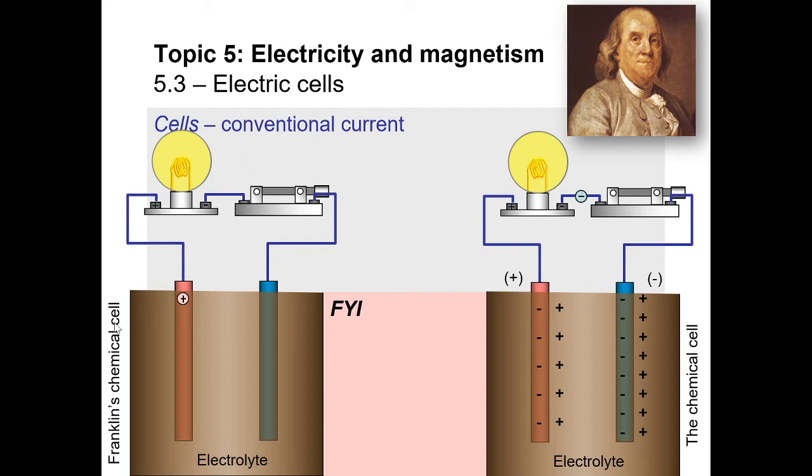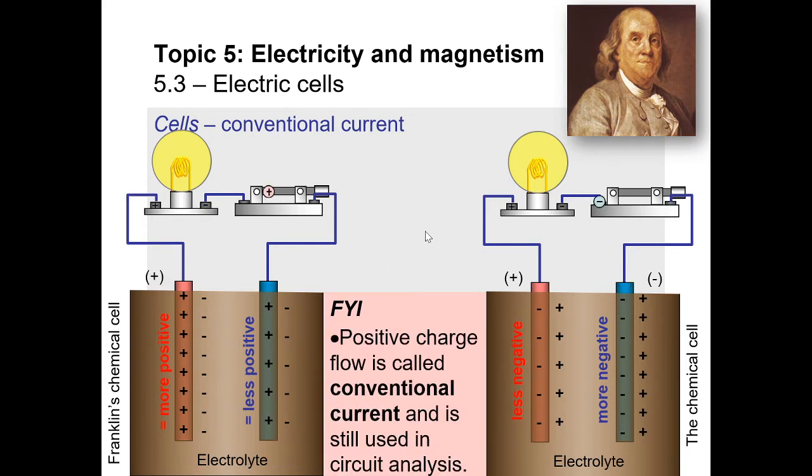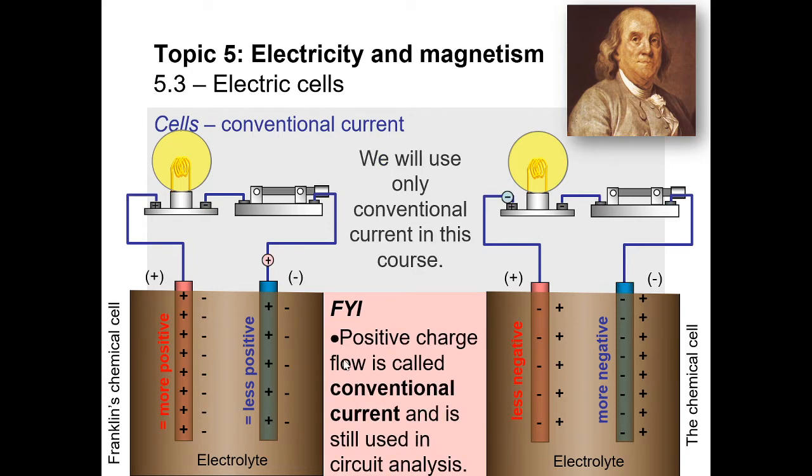Right, so on the left, this would be Franklin's cell, and on the right, we have an actual real chemical cell. And really the only difference between the two is that in the real cell, it's the electron that's going in one direction, and in Franklin's chemical cell, we just had a positive charge going in the opposite direction. Apart from certain items and certain things, a lot of the mathematics of these two scenarios is really the same. And that's why the positive charge flow, which is called conventional current, is still used in circuit analysis.